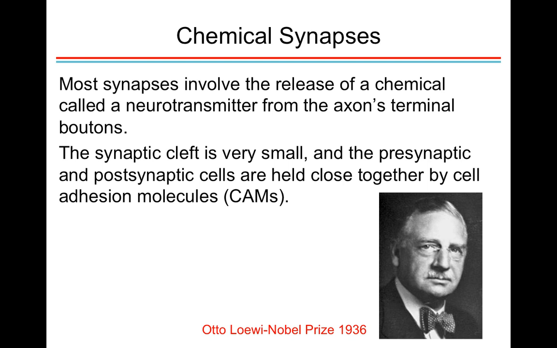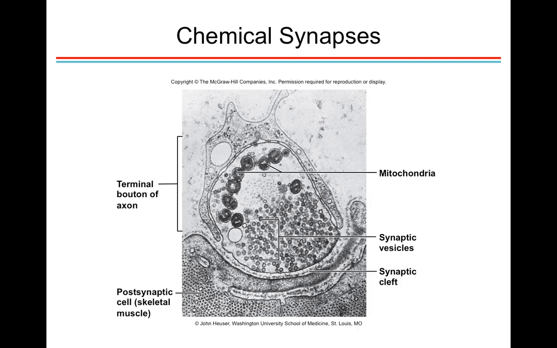One important thing I want to introduce now is that where nerves secrete their neurotransmitters is called the synaptic cleft. The presynaptic cell is the one that secretes the neurotransmitter. The postsynaptic cell is the one that receives the neurotransmitter. The presynaptic nerve and the postsynaptic cell are held together by cell adhesion molecules called CAMs, which help make a tight interaction between the two cells in the synapse.